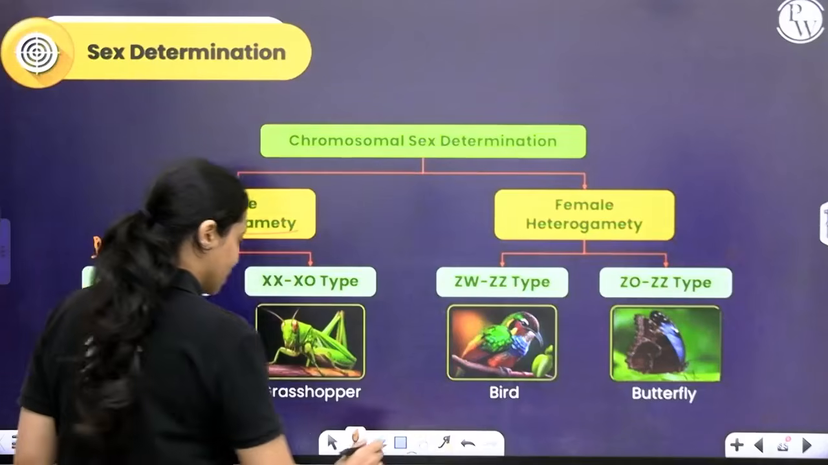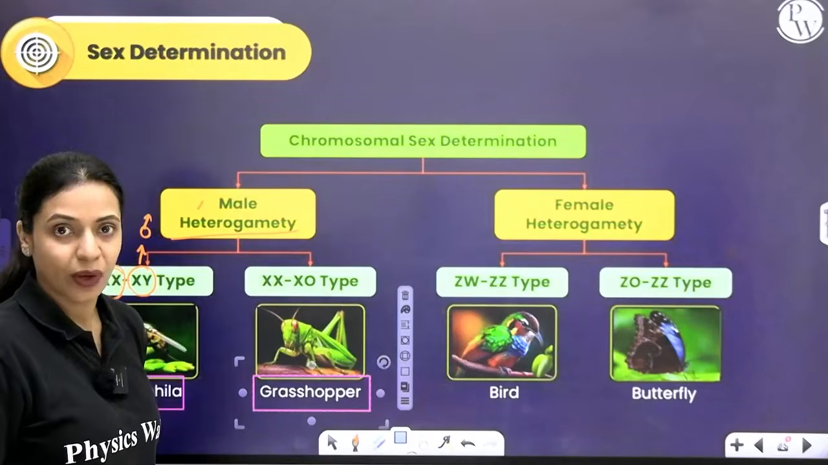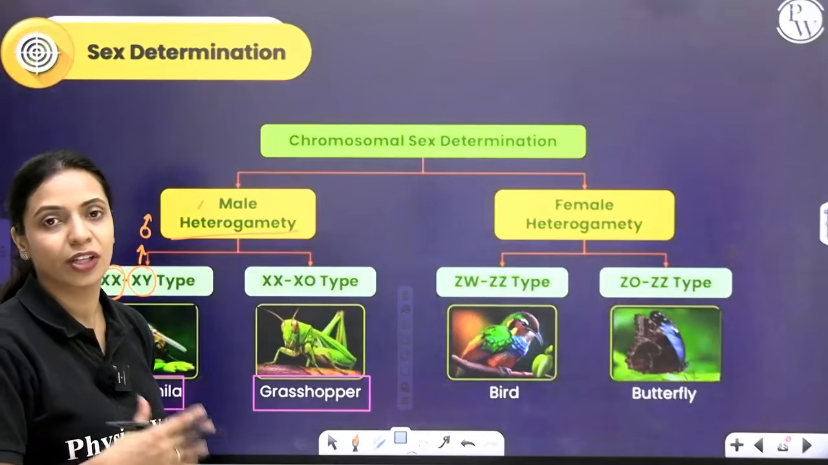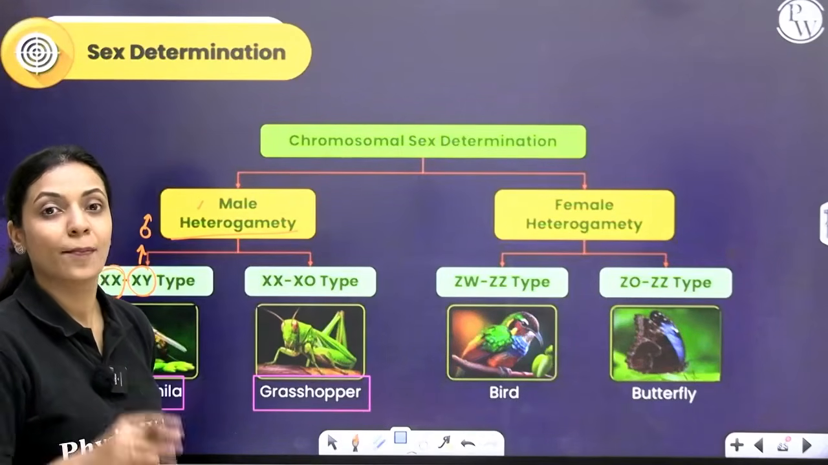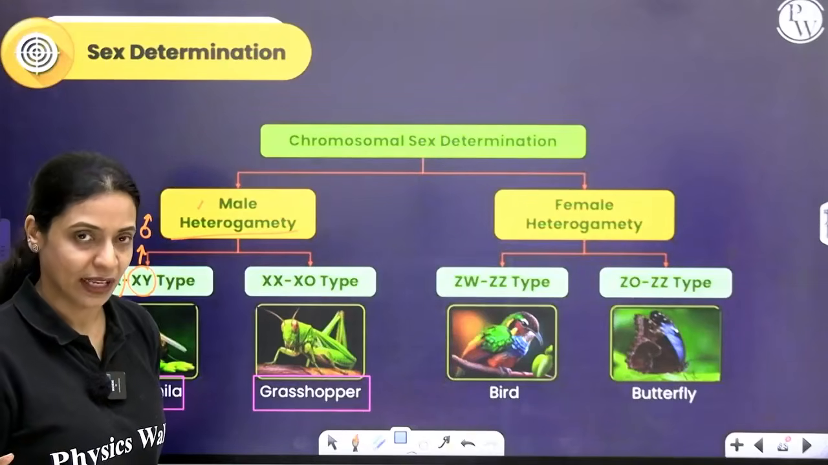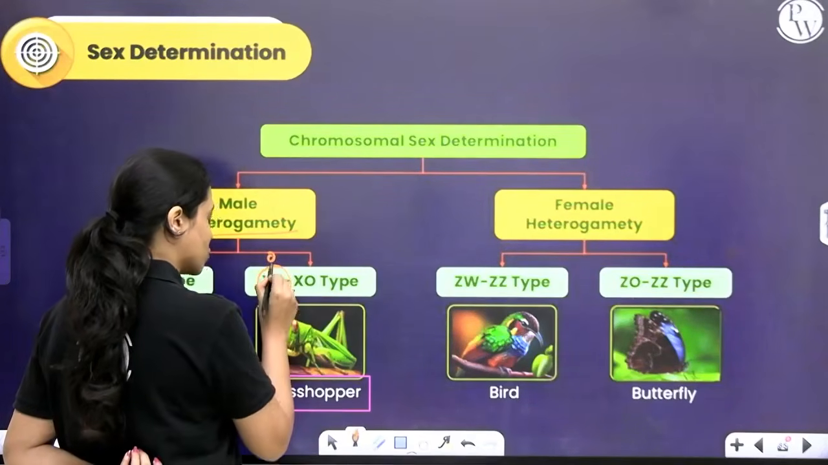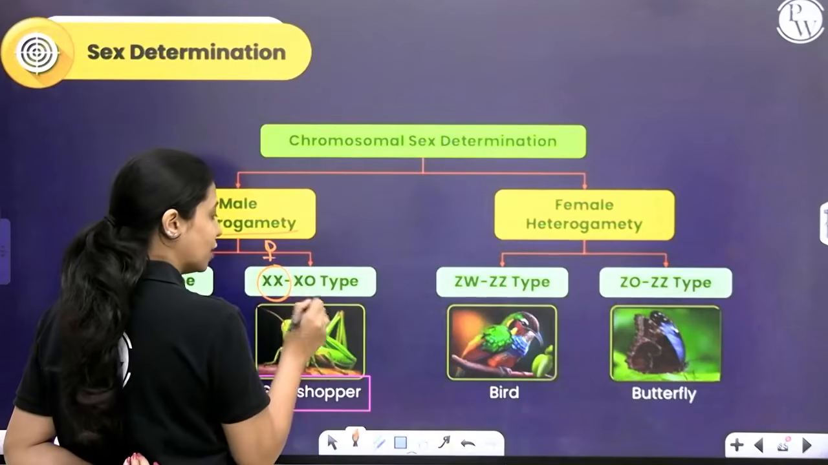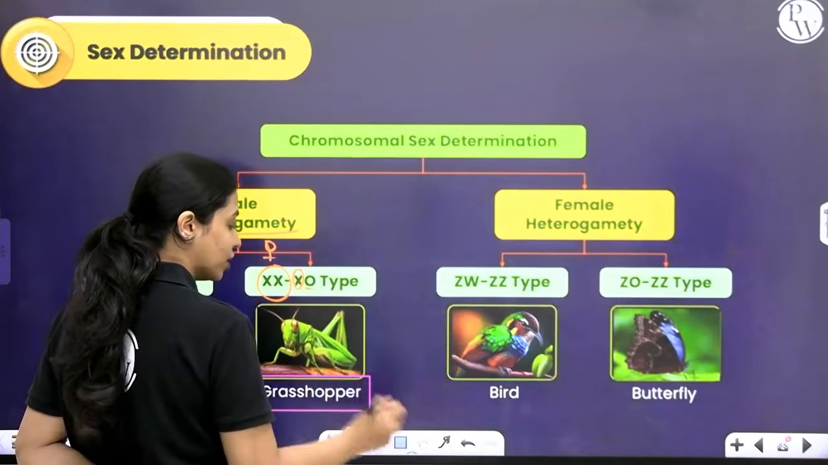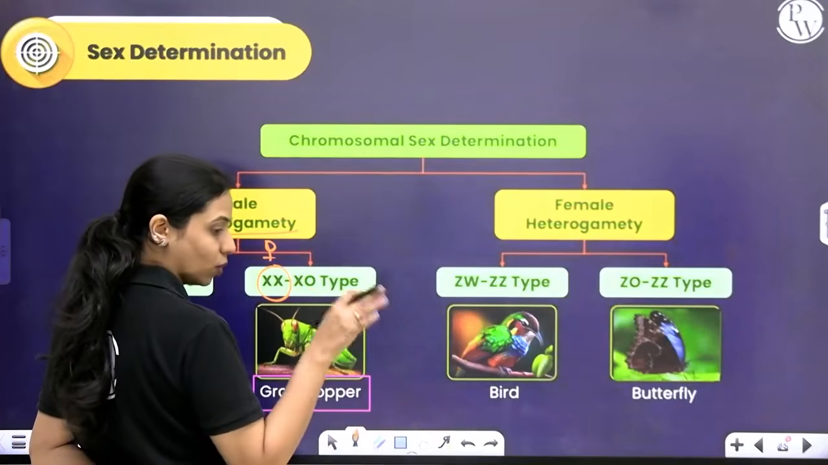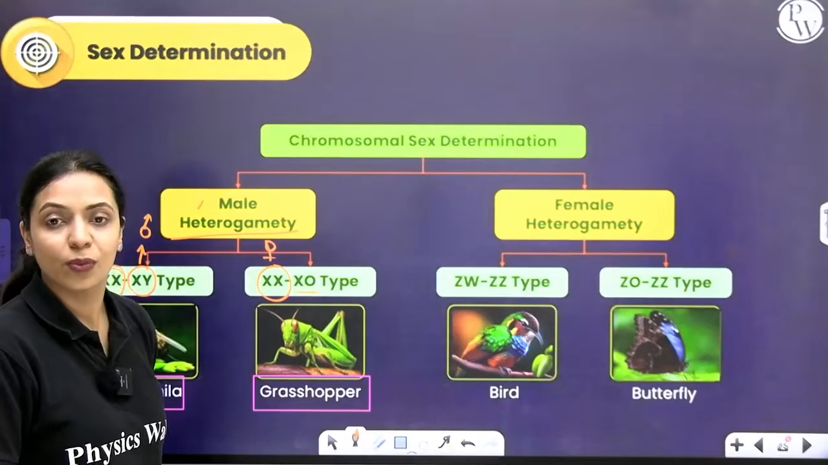Likewise, we have grasshopper, which exhibits male heterogamety. Unlike what we saw in humans and Drosophila, over here there is only one type of sex chromosome. But there is a difference in the number of sex chromosomes. While females contain 2 X chromosomes like us, the males here do not contain 1 X and 1 Y, they contain only 1 X. What is O here then? O means nothing, equivalent to 0. Males will have XO chromosomes.